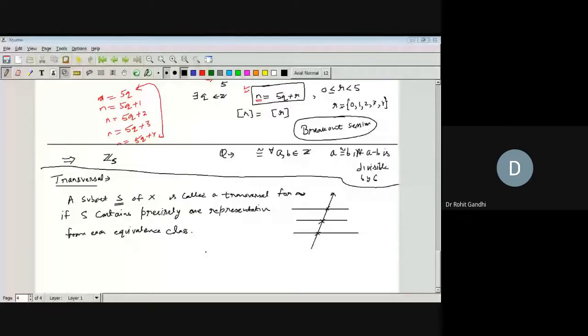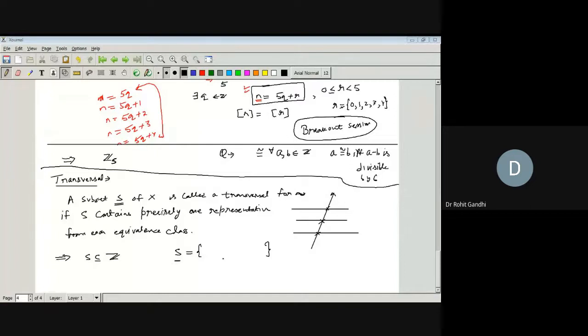It is a subset of X, right? If we talk about our above example, we have a set of integers and we have to find a subset S of Z such that the set contains precisely one element of each equivalence class. हर एक equivalence class का एक element इस set में हमें नजर आना चाहिए, right? So what is that set? Can anybody tell me what is the transversal of the above example?